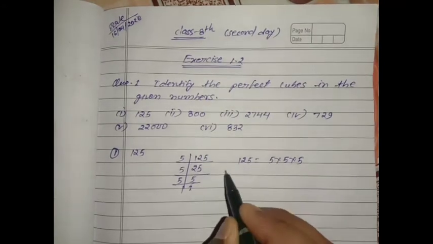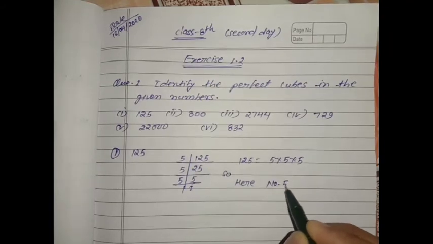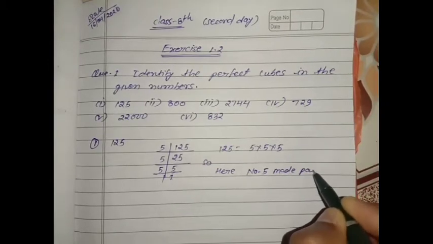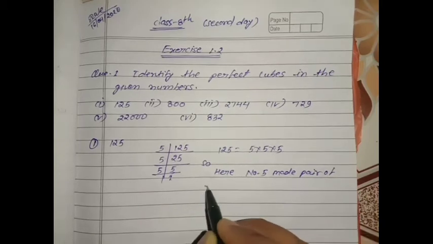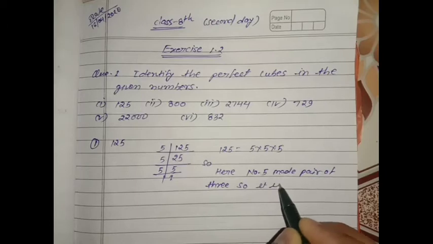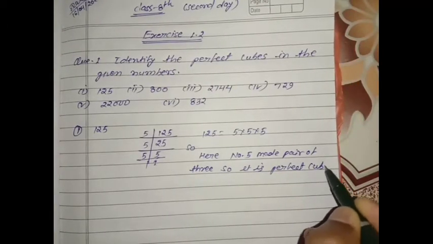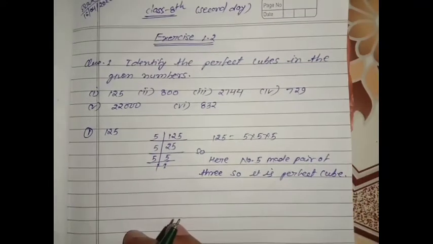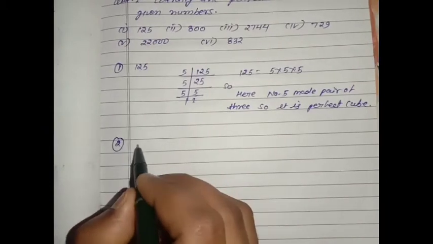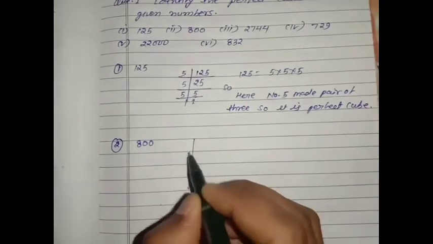So we can write here: number 5 made a group of 3, so it is a perfect cube. Now question number 2, 800. So first we have to find the prime factors.